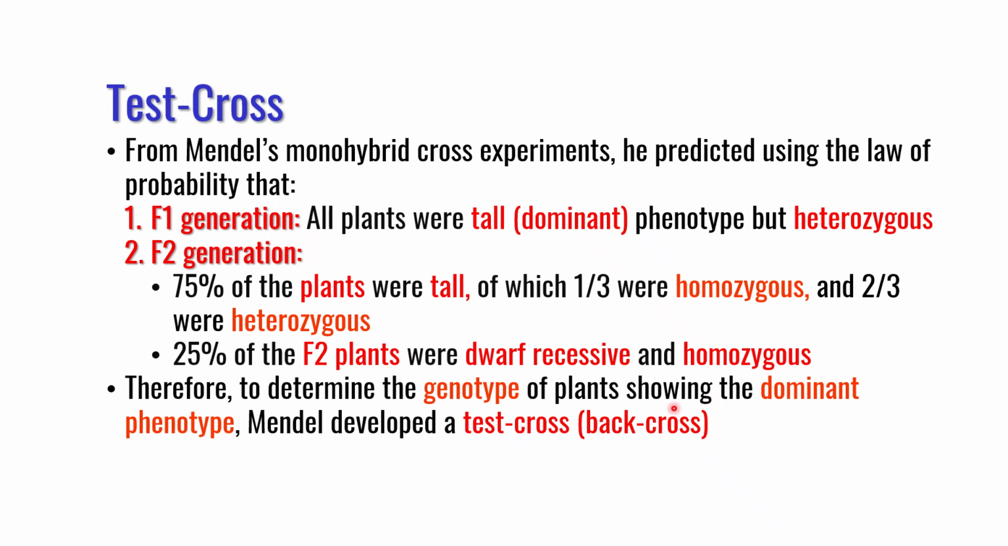Since the recessive or dwarf phenotype appears in homozygous or pure condition, there is no need to determine the genotype of the recessive phenotype plant. However, the tall or dominant phenotype plants could be homozygous or heterozygous. Therefore, Mendel developed an easy test, known as test cross or back cross, to determine the genotype of the plants showing the dominant phenotype.